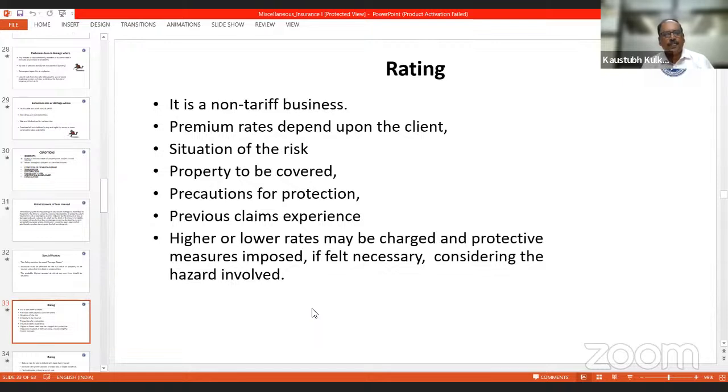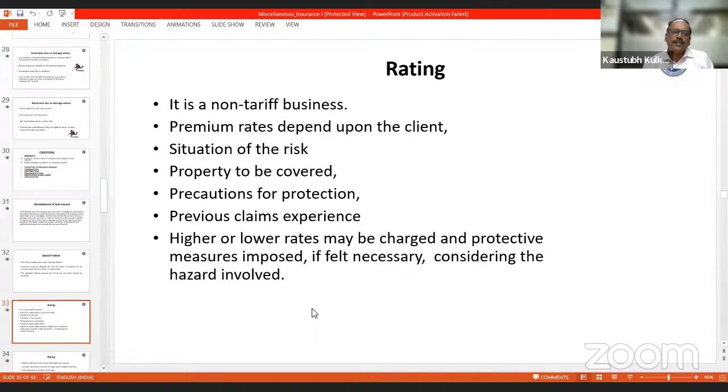Precautions for protection. Nowadays, business premises are protected with CCTV cameras. Then there are many burglar alarms and those are linked with the nearest police station. So these are some of the precautions. The basic precautions of 24 hours security guard, the watchman, are what we have to consider while issuing such a type of burglary policy. As the precautions for protection are more, the discounts will be offered.